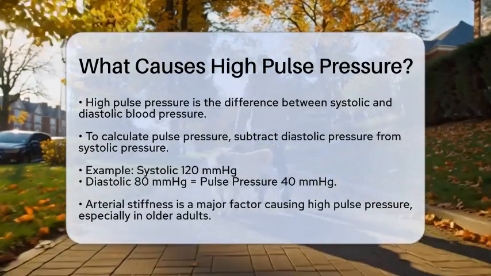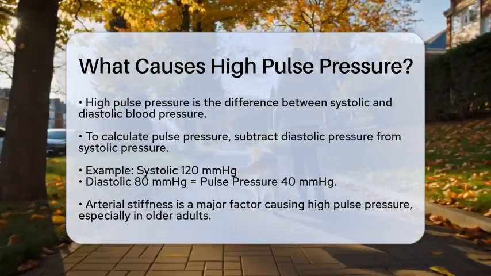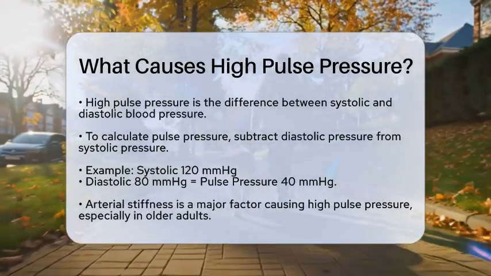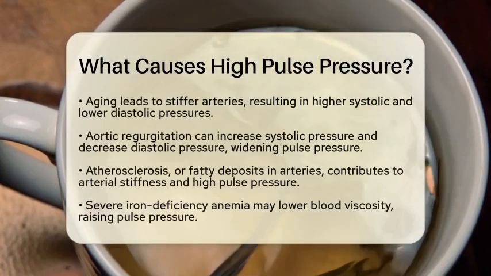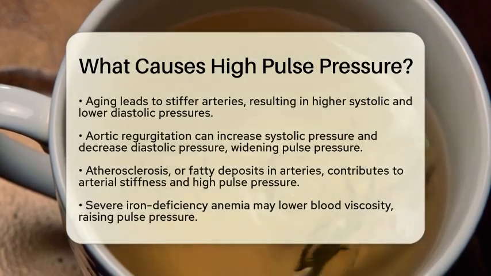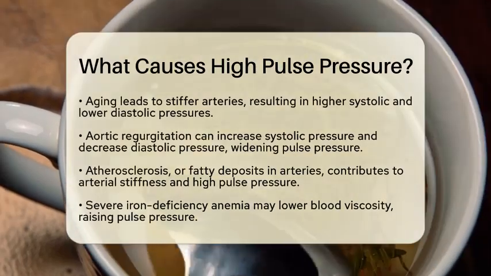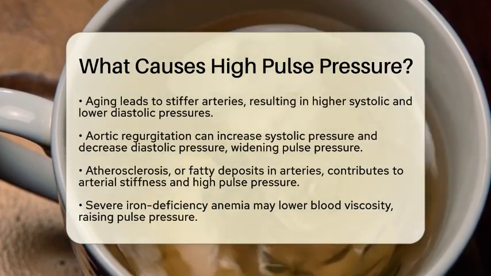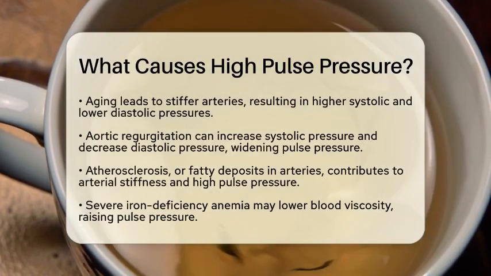One major factor that causes high pulse pressure is arterial stiffness. As people age, their arteries tend to become stiffer. This stiffness makes it harder for the heart to pump blood, leading to higher systolic pressures and lower diastolic pressures.